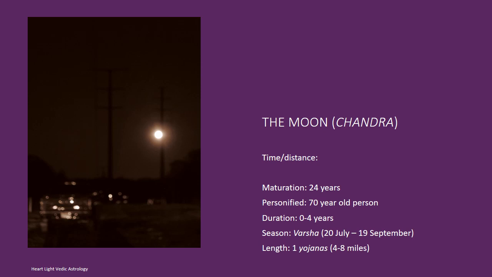The season it represents, so again, these are Indian seasons, is Varsha, which is from 20th of July to 19th of September, that time of year in India. That may not translate well to where you live in the world. And also the length, so one yojna, and a yojna is about 48 miles, so again, not very long. This isn't a duration planet, even if it's well conditioned.